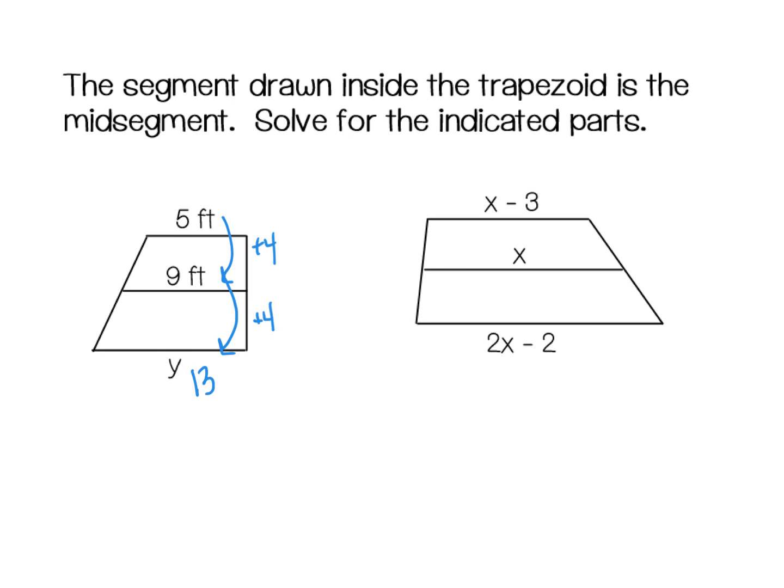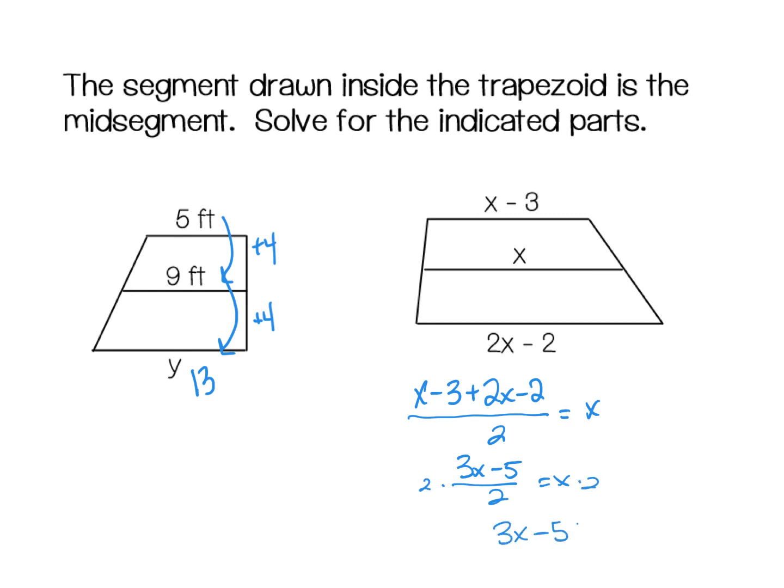So I need to add my bases together and divide by 2. So x minus 3 plus 2x minus 2, divided by 2. That has to equal my mid-segment, which is x. I'm going to combine like terms. So I have 3x minus 5 divided by 2 equals x. Multiply both sides by 2 to clear my fraction. So I have 3x minus 5 equals 2x. If I subtract 3x from both sides, I have negative 5 equals negative x. So therefore, x has to equal 5.